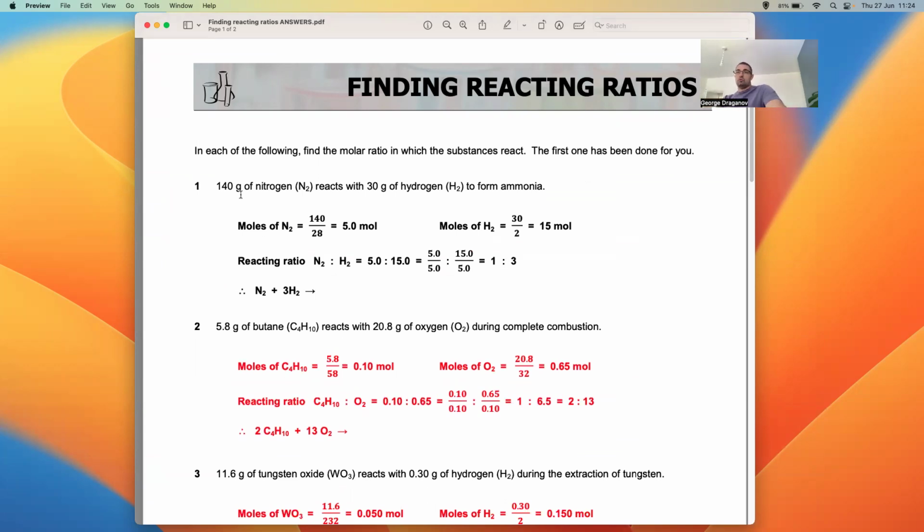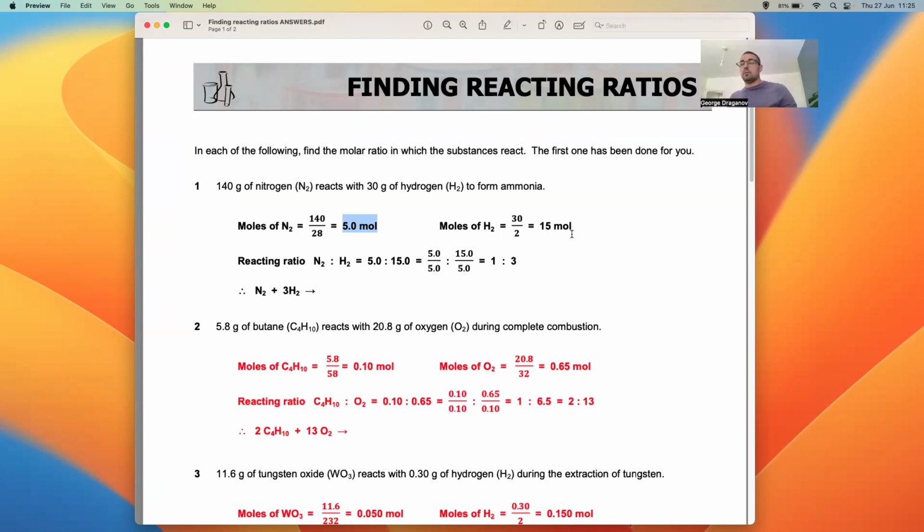So 140 grams of nitrogen reacts with 30 grams of hydrogen. Write down the molar ratio of the substances that react. You can often be asked to work out the actual equation from these. What you do, just like in all of chemistry, is find the moles first: mass over Mr. So the moles of N2 will be 140 over 14 times 2, which gives you 5 moles. Hydrogen will be 30 divided by 2, because it's 2 times 1. Mass over Mr, or over Ar, since they're elements, gives you 15.